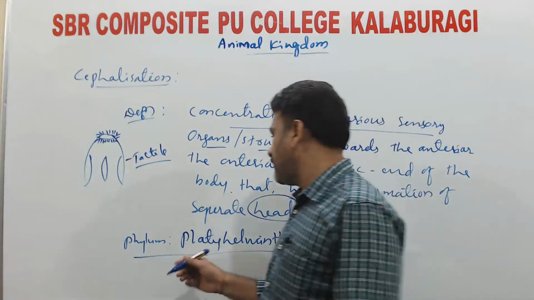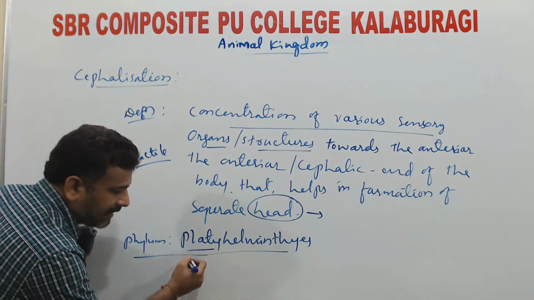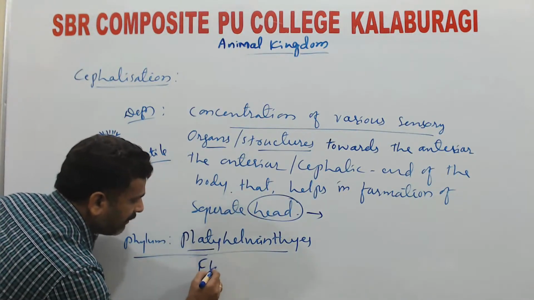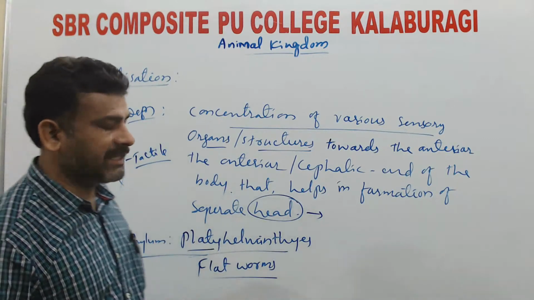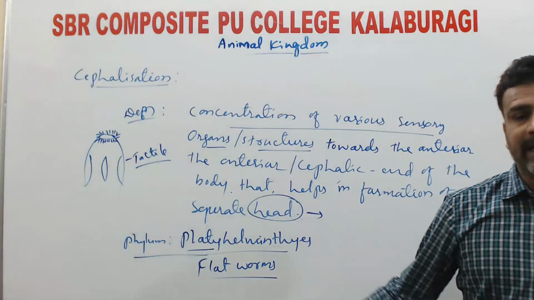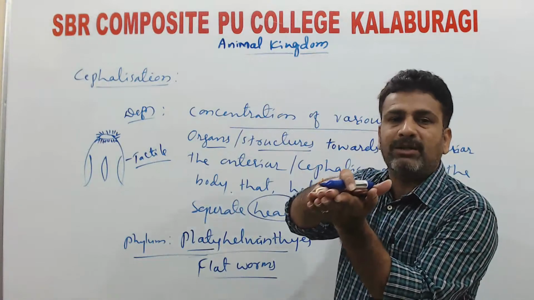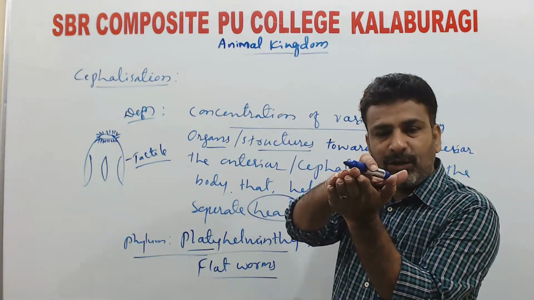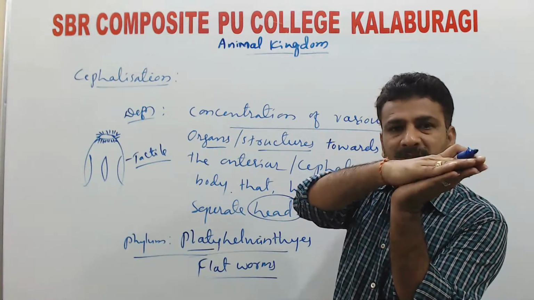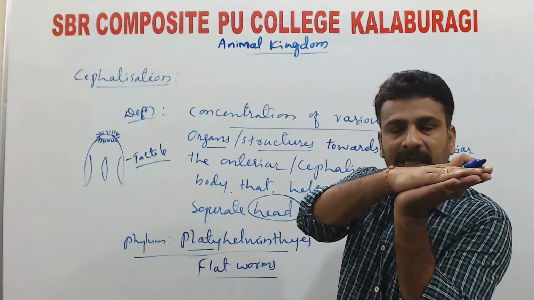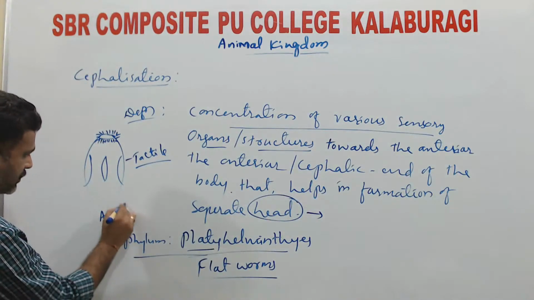Apart from that, these organisms are commonly called flatworms. The name itself explains it: platy means flat, helminth means worms, so flat worms. The body of these individuals is dorsoventrally compressed. The dorsal and ventral surfaces are compressed from both sides. That's why they do not possess any body cavity, so these organisms are referred to as acoelomates.